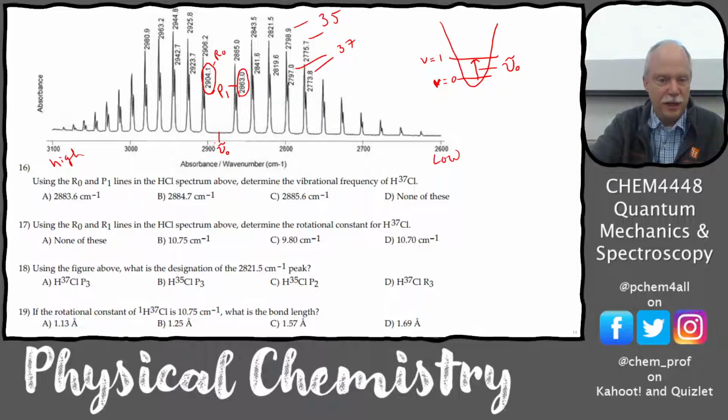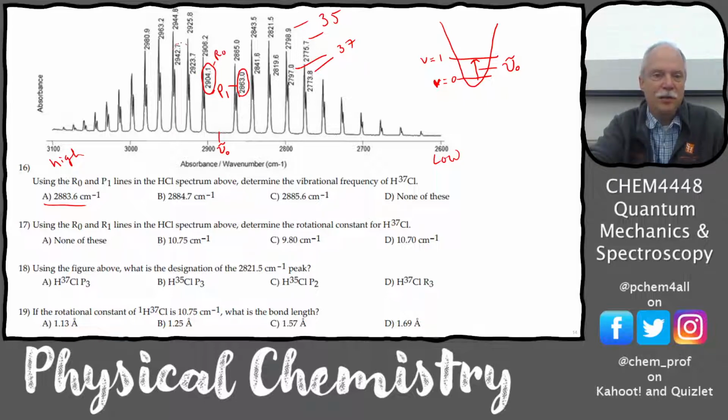So it's 28. I don't know, which one was it? Do you remember? It was A? Okay, yeah, these are so close together. I wanted you to really have to figure out the correct lines to use, and so it's A. All right, and then use the R0 and R1 lines to get the rotational constant.